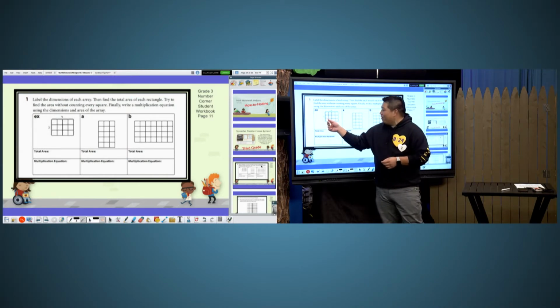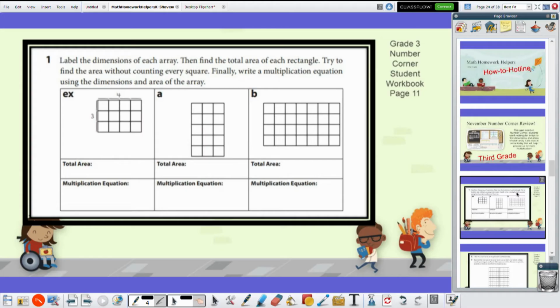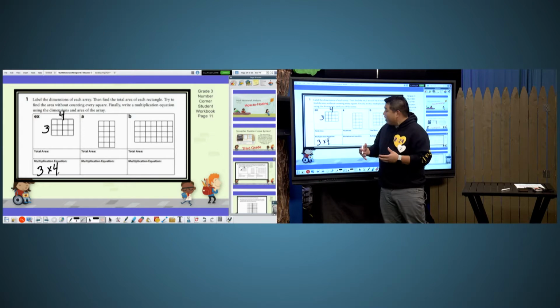So for this first example, we have 3 and 4 written down, so our dimensions are labeled. We have 3 rows of 4 little tiles here. I'll rewrite the 3 bigger, and then we have our 4. We could sit here and count each little square, but we're trying to move past that. We're trying to make a relationship between these arrays and multiplication. So our total area is going to be 3 times 4, or 3 groups of 4.